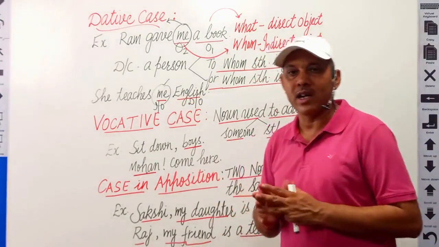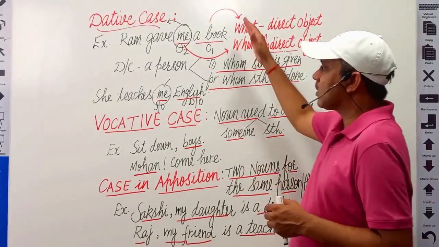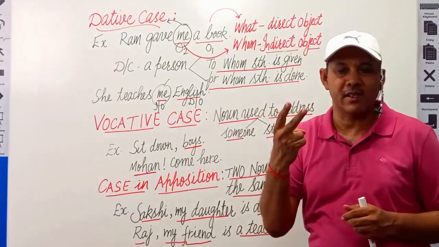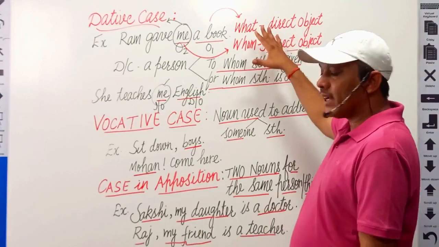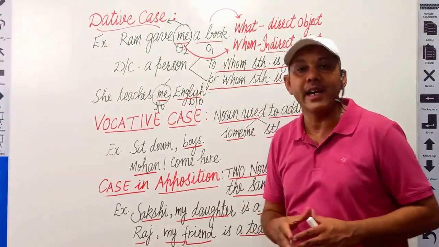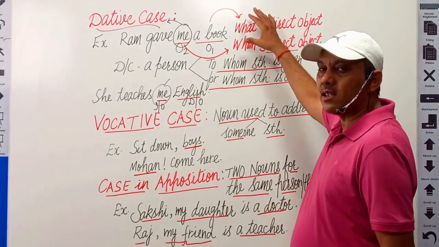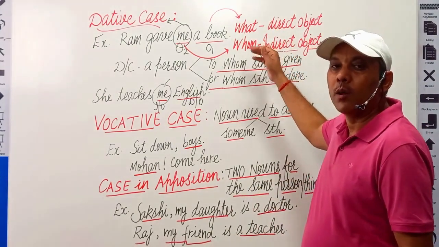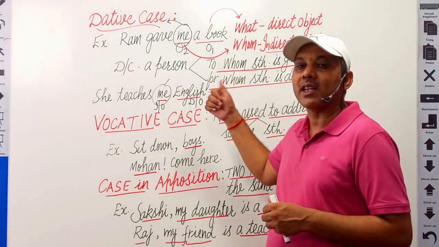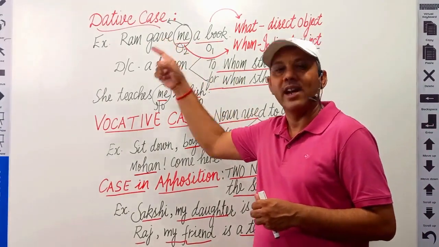I think you have understood the concept of dative case in a sentence having two objects. First of all, find out direct object and then find out indirect object with the words what and whom, putting them before a verb. And then the indirect object is the dative case of noun.